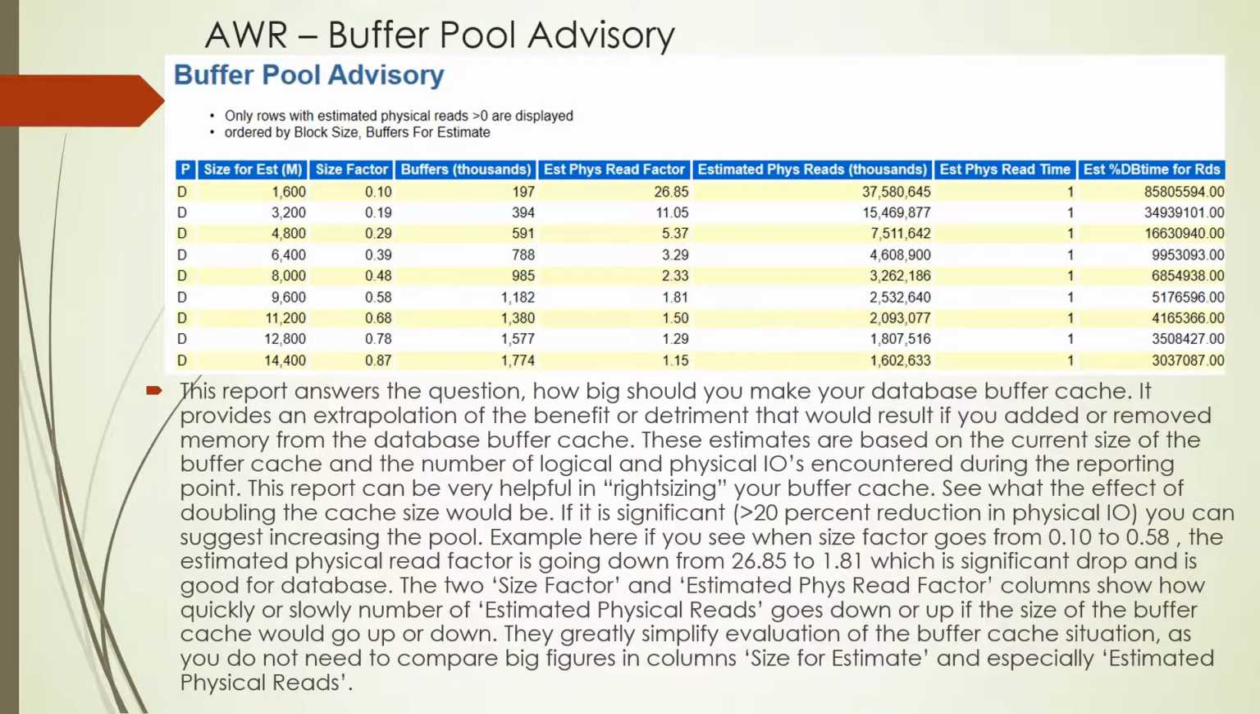Now this is the buffer pool advisory. There are multiple advisory sections in your AWR, like buffer pool advisory, shared pool advisory, SGA and PGA advisory. This report answers the question of how big you should make your database buffer cache. There are different types of buffers. It provides an extrapolation of the benefit that would result if you added or removed memory from the database. In the buffer pool advisory, you should look for the current size, which will be at size factor one. That will be the current size of your buffer pool. If it is significant, if there is greater than 20% reduction in physical IO, you can suggest increasing the pool.